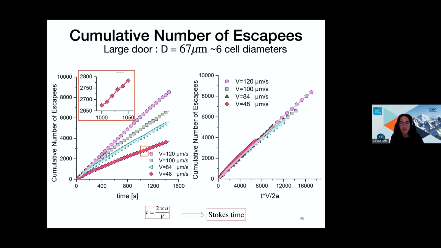What we can measure, so the first case here is for a large door, so there's no problem. Cells can swim through the gate. So what you can measure here is the cumulative number of escapees, after the constriction, as function of time. And we vary the swimming velocity of the cells. This is done by adding some polymer in the solvent, in the surrounding fluid, to slow down the velocity of swimming. So we can vary a bit in this range.